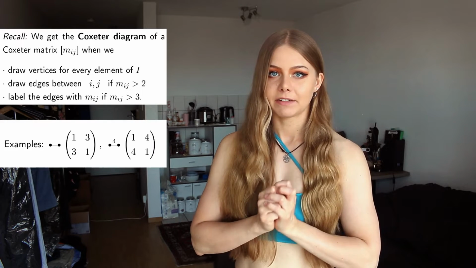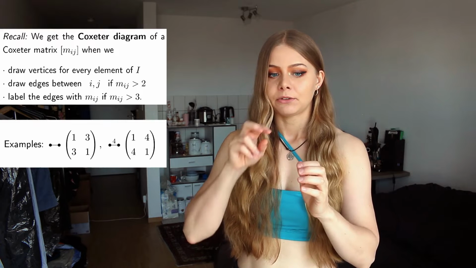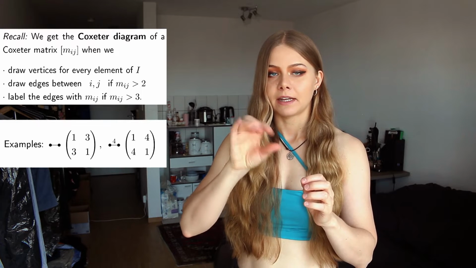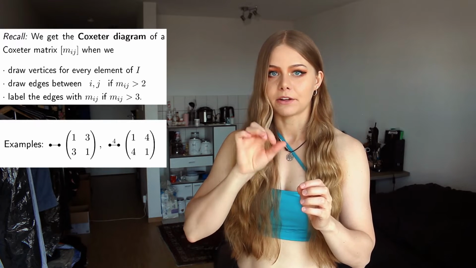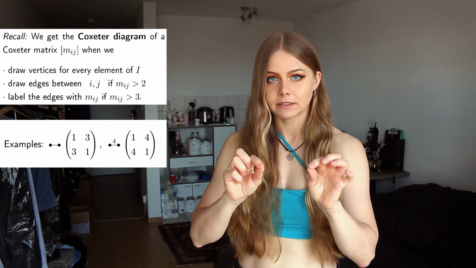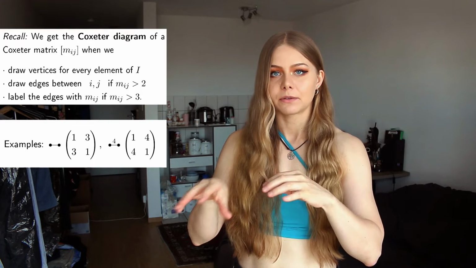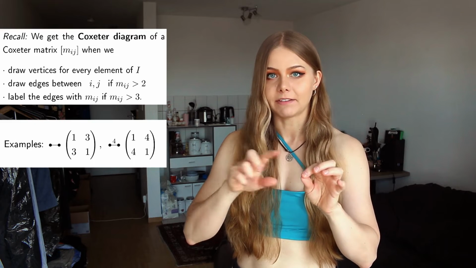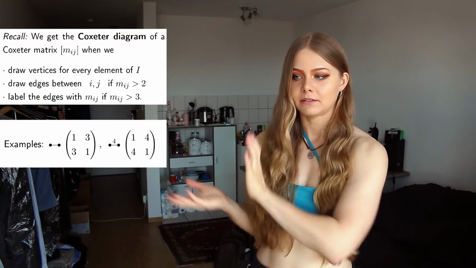So for example, given a 2 times 2 matrix, we draw 2 vertices, and if the other entries that are not on the diagonal are 3, we draw an edge between the 2 vertices. If it is greater than 3, we also draw an edge and we label that edge. So you can see it in the pictures.